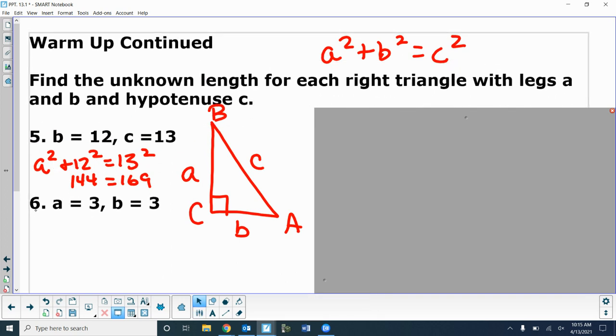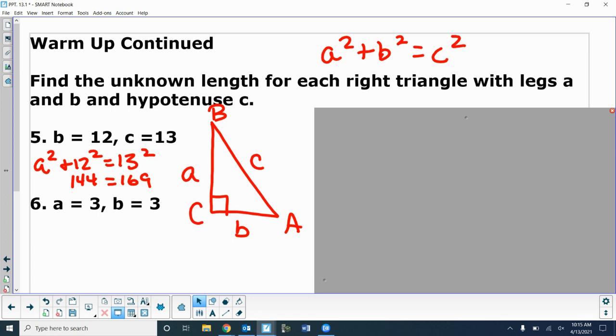Now the whole thing's all together. I can't move that down. So when I subtract 144 over, I get A squared is 25. So what do I got to do to both sides to get that 5? Square root. You guys know that, right?